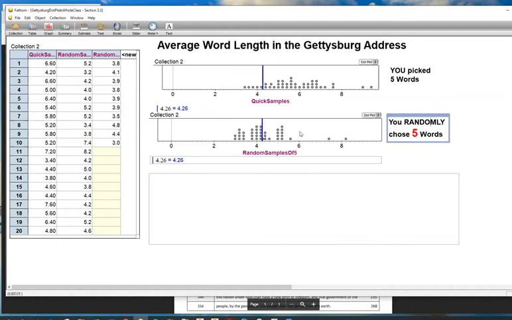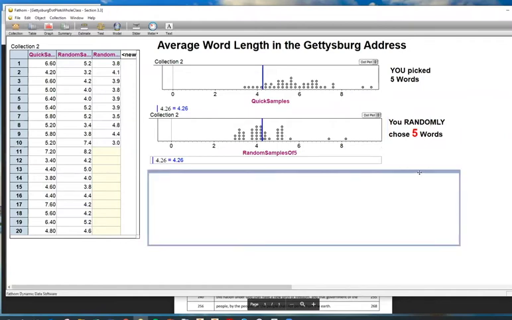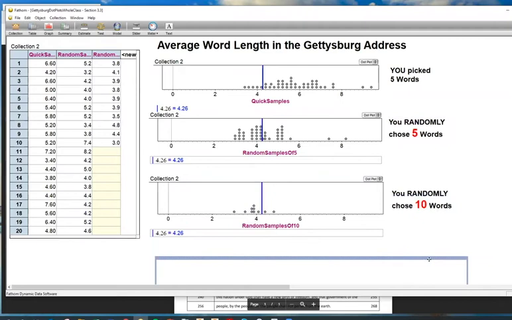But this one is unbiased because if you look again, about half of you got a sample that was less than the truth of 4.26, and about half of us got samples that had an average that was more than the truth of 4.26. That's what unbiased means. About half are below and about half are above. Half the time above, half the time below. And so what we're going to look at next is what happens when you take samples of 10 words.